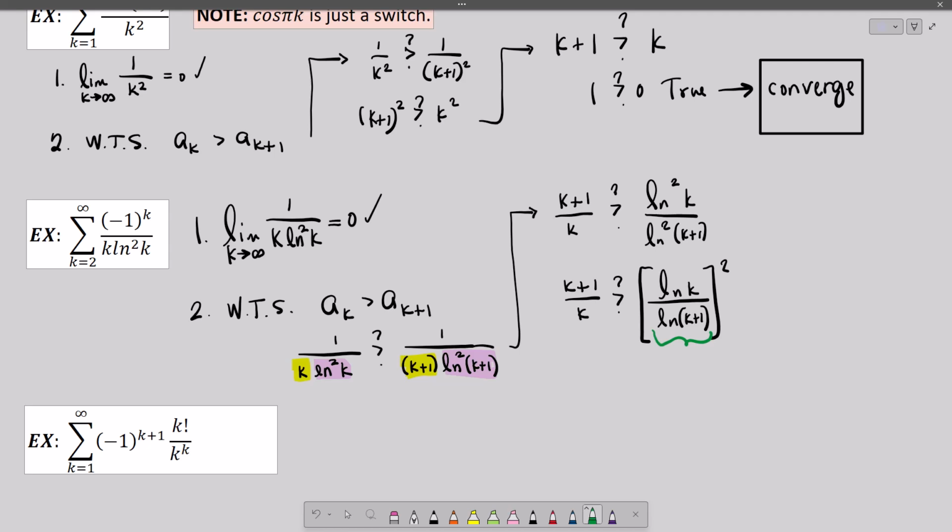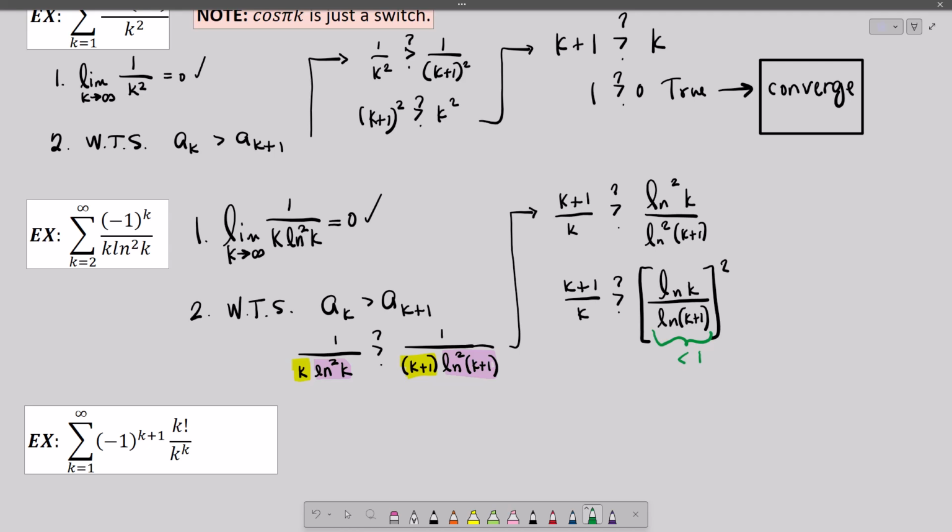So natural log of k plus 1, you're a little further out than natural log of k, so it's a little bigger. So that means that's a proper fraction, right? That denominator is bigger than the numerator. So this part in here is less than 1. Agree? And if you take a number less than 1 and you square it, it's going to get smaller. It's going to approach 0 if you keep doing it.